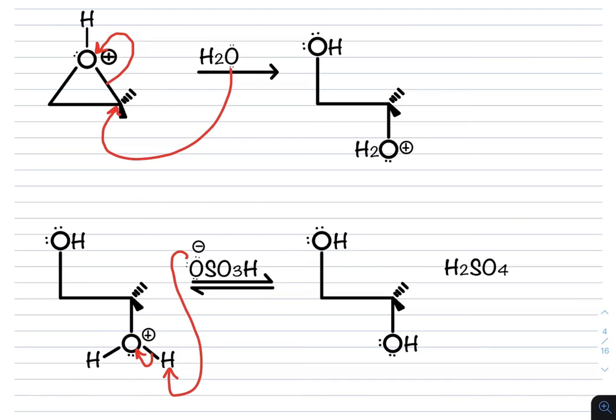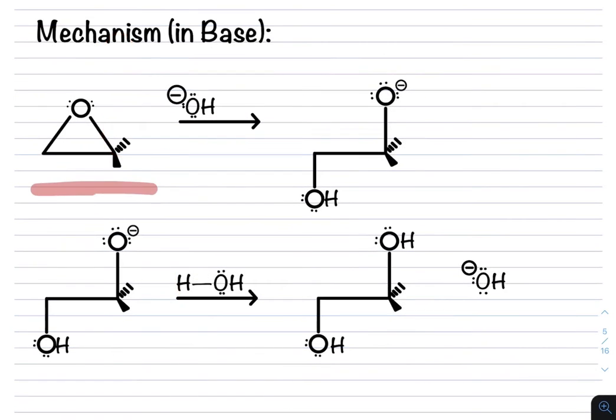Now let's take a look at the mechanism for basic conditions with hydroxide being our nucleophile. So in the top left corner we have our epoxide, and in it we have an oxygen bound to 2 carbons. Because oxygen is more electronegative than carbon, we get partial positive charges forming on the carbons. Now hydroxide is our nucleophile, and with its negative charge it's going to be attracted to these positively charged carbons.